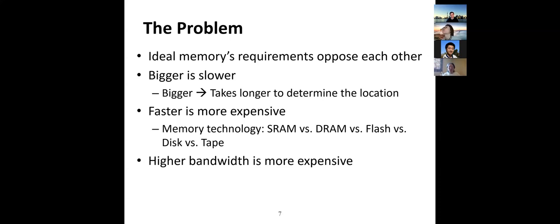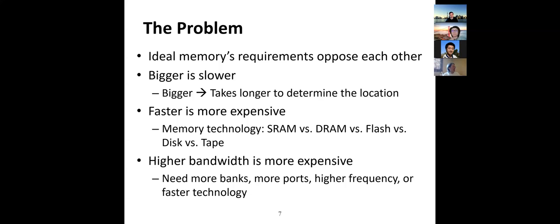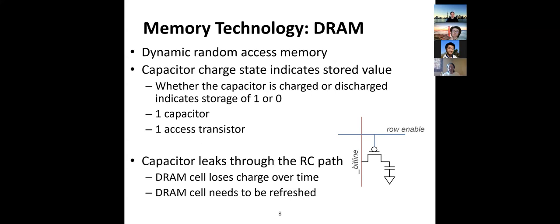And it doesn't die out. It doesn't need any recovery thing. So the tape starts to die out over time. Like after 50 years, you get some issues with it. So there are alternatives in all these layers. So people always try to innovate. So high bandwidth is hard because you need more banks, more ports, higher frequency, or faster technology, or a combination of all of that. So it's not for free.